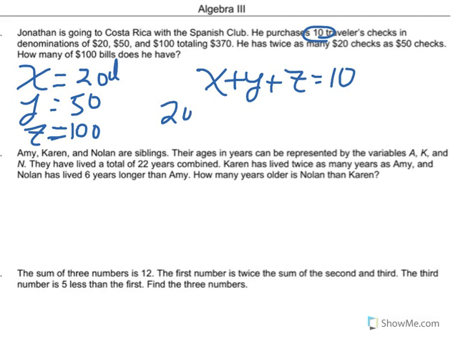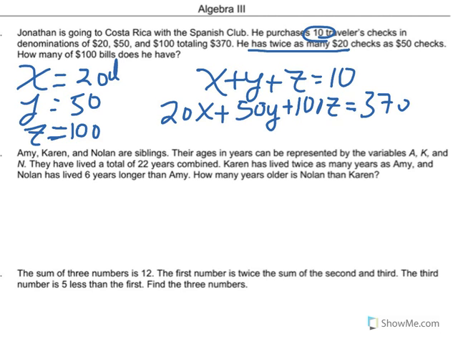The other thing I know is that 20X plus 50Y plus 100Z is going to total up to 370. And the last part says he has twice as many $20 checks as $50 checks. So X is equal to 2Y. It's going to look weird when you set them equal.